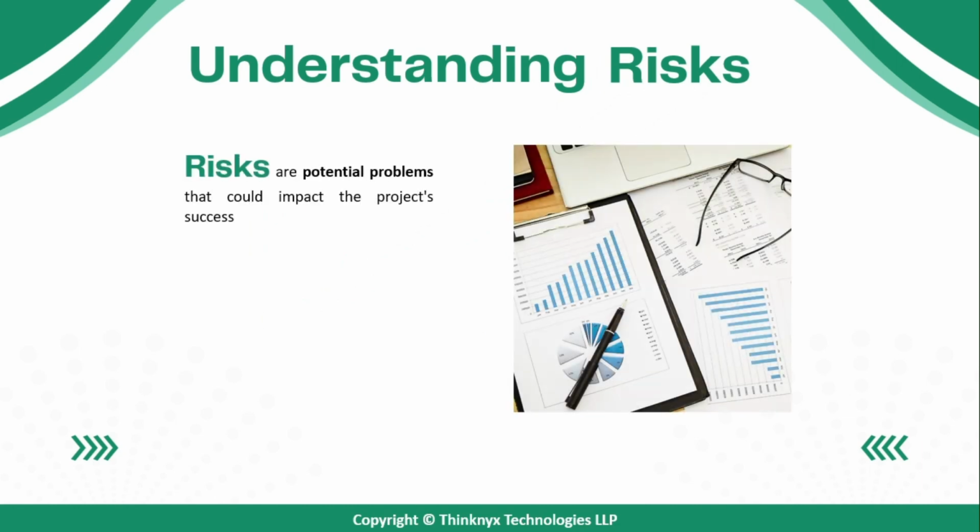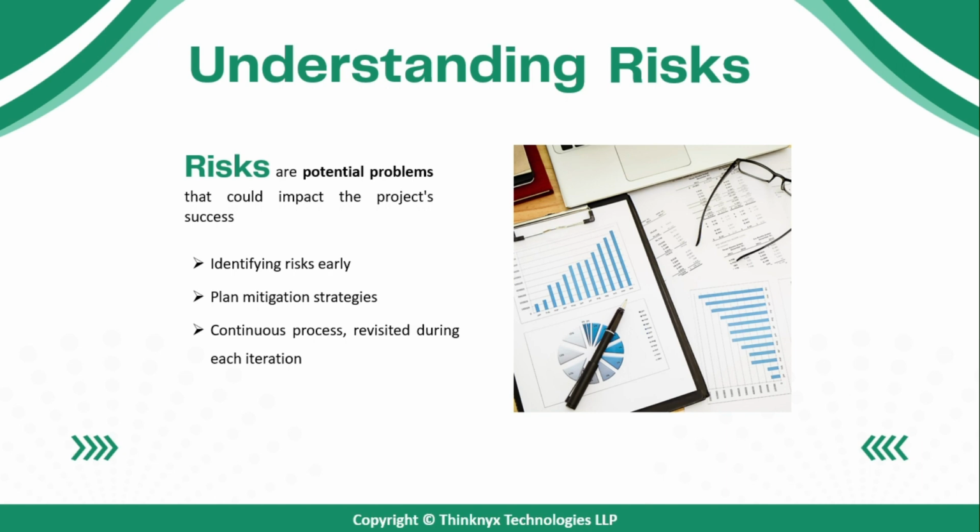Risks are potential problems that could impact the project's success. Identifying risks early allows teams to plan mitigation strategies, reducing the likelihood of negative outcomes. In Agile, risk management is a continuous process, which is revisited during each iteration. For example, if a key team member is at risk of leaving the project, we would document this risk and create a plan to mitigate it, maybe by cross training another team member.